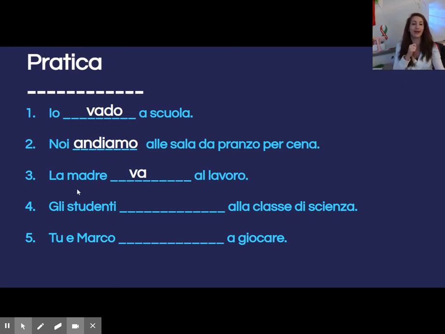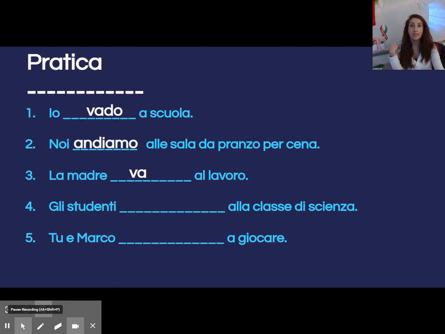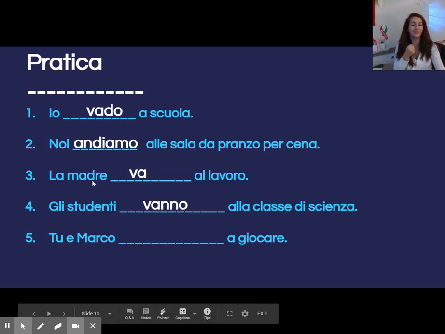Gli studenti blank alla classe di scienza. The students go to science class. Now here, just like le ragazze from prima, from before, gli studenti is talking about multiple students. Not one student goes to science class, but multiple students go to science class. The students go to science. The students go to ELA. They, think about it in English, go to school. Loro vanno alla classe di scienza.